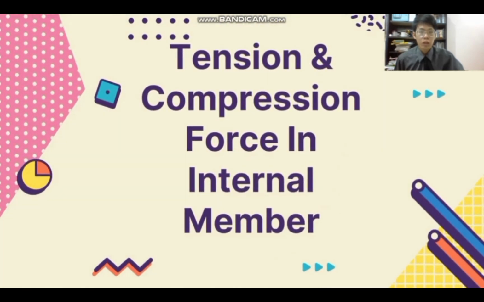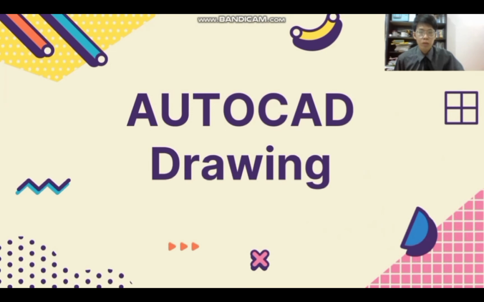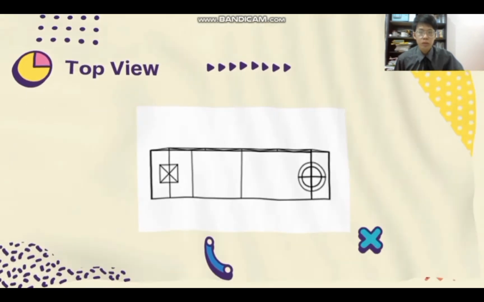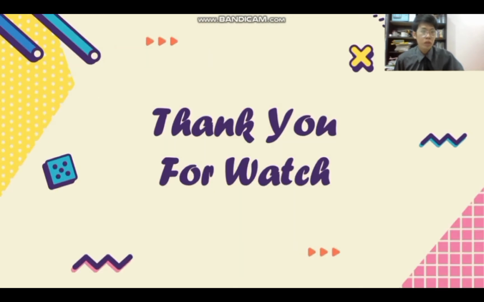Next is the tension and compression force in the internal force members. This is our result. Finally, in the AutoCAD drawings are the four views: top view, and the 3D structure view. So thank you for watching.